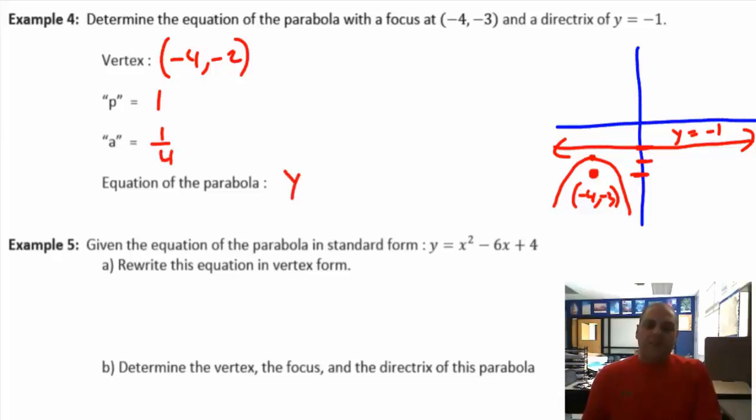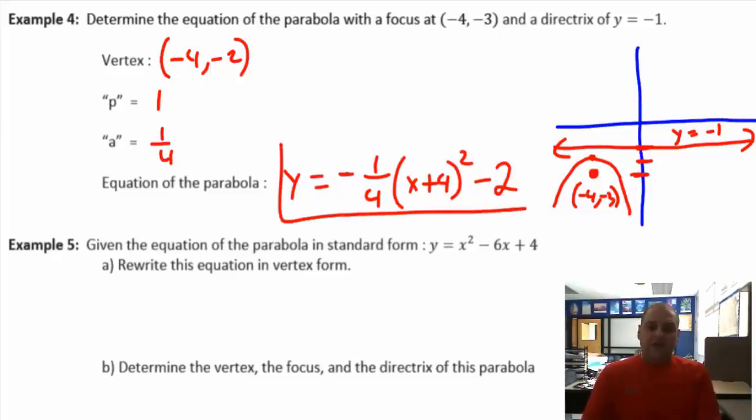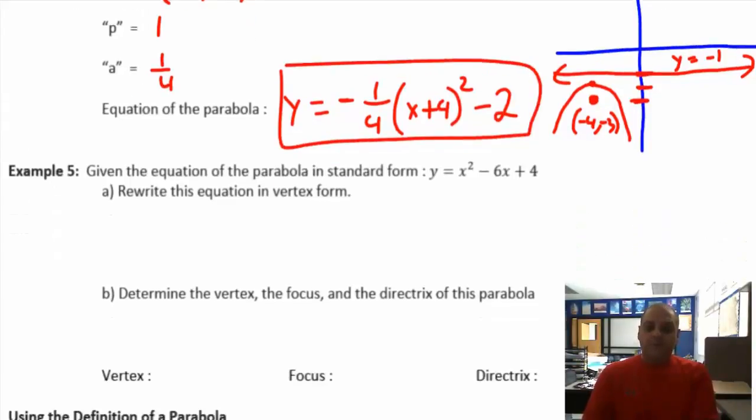So what's the equation of my parabola? y equals negative, because it's upside down, 1/4 (x plus 4) squared, and then minus 2. So 1/4 is my a, and it's negative because it's upside down. -4 in the h gives me plus 4 when I do x plus 4 there. And then minus 2, my k value stays the same. So there's the equation of my parabola.